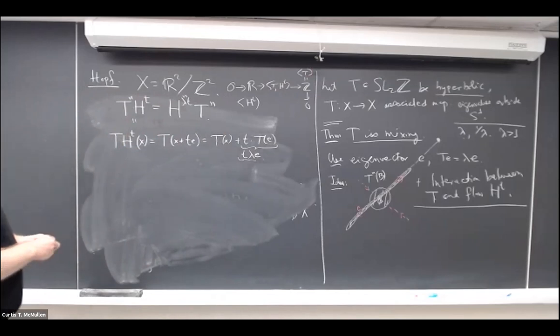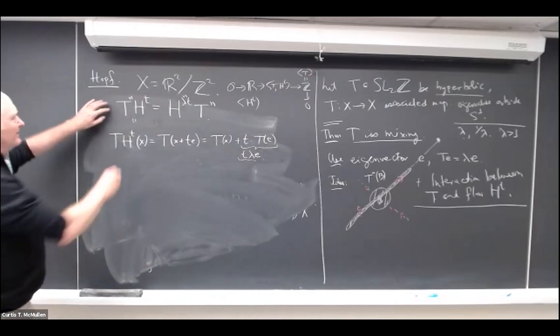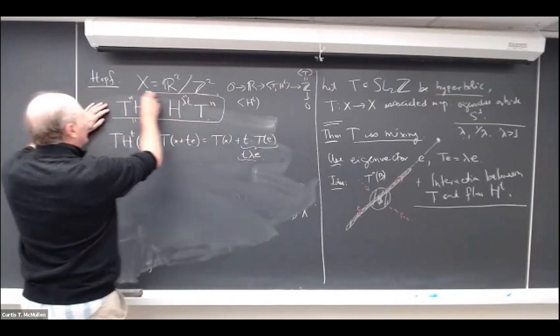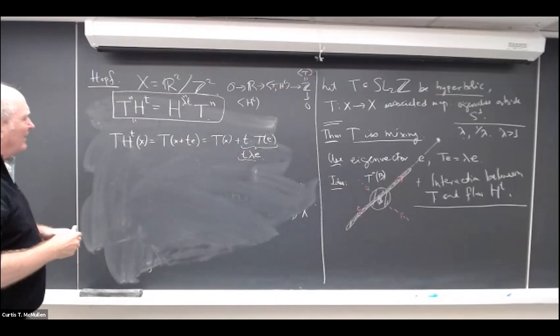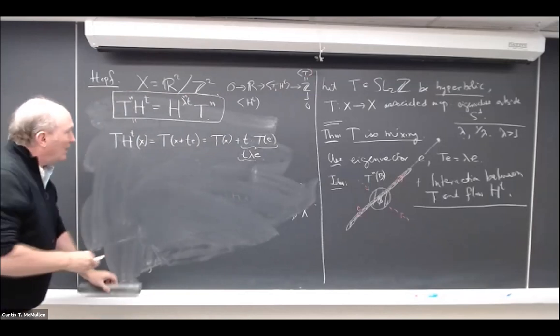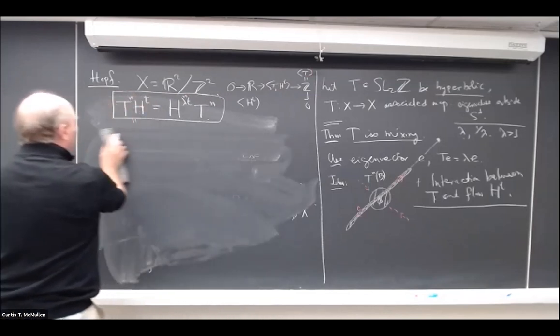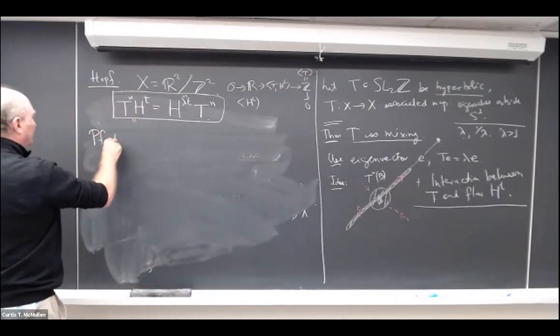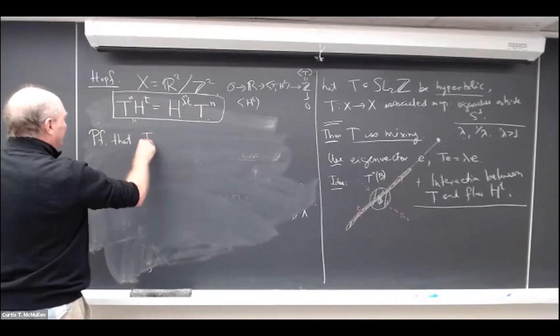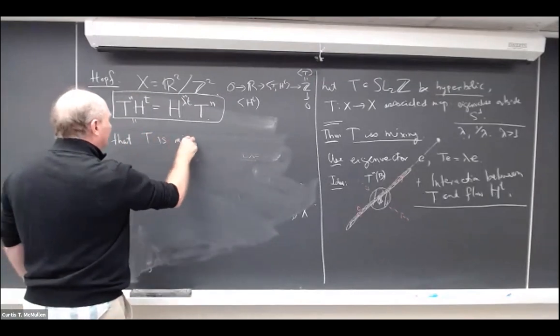Okay, so it's a solvable group, and the behavior of this solvability is a crucial feature. When we can find that in dynamics, it often gives us a leg up. Okay, so now I'm going to give the proof that T is mixing.